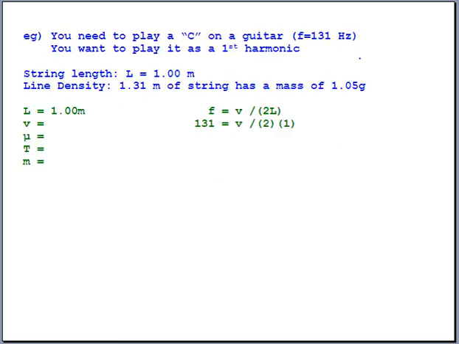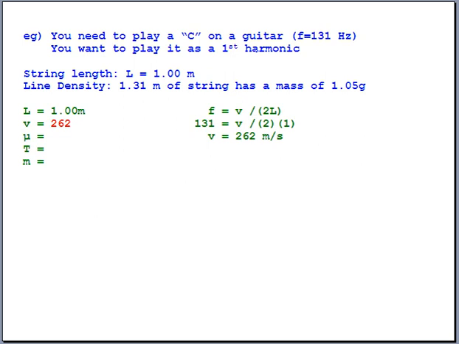All right. Let's go to the equation for frequency that was right from your table for the first harmonic, because it did say we're going to play it just as a first harmonic. So frequency is v over 2L for that first harmonic, and I want 131 hertz. And with just a simple little bit of grade 9 math, I can see that we need a velocity of 262 meters per second. It's going to have to be fast.